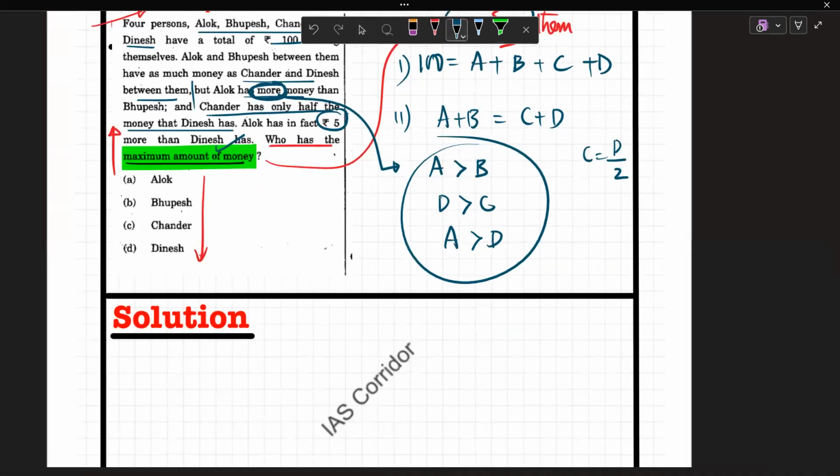Let us arrange. A is greater than B. Do I find any link here? No, because this cannot connect to this equation. Clear? I'll go to the next one.